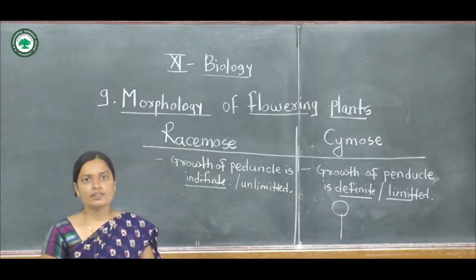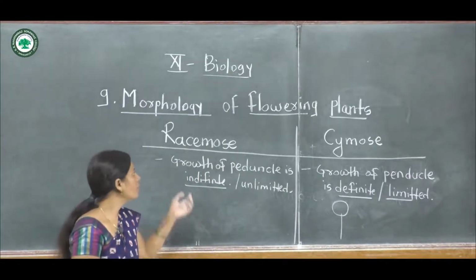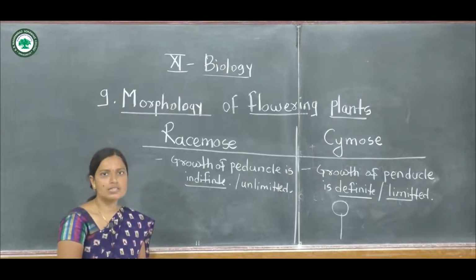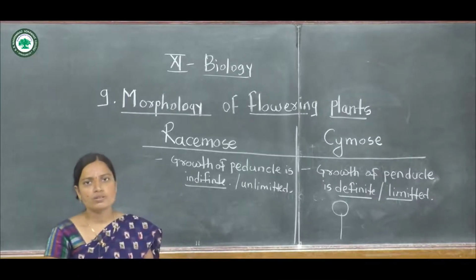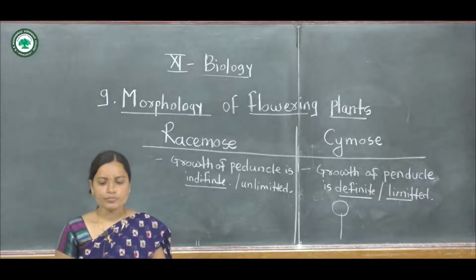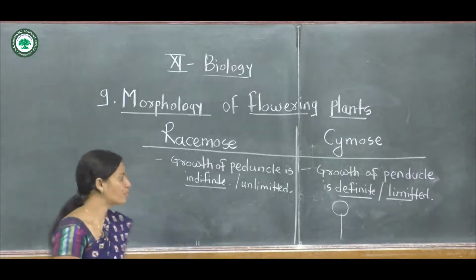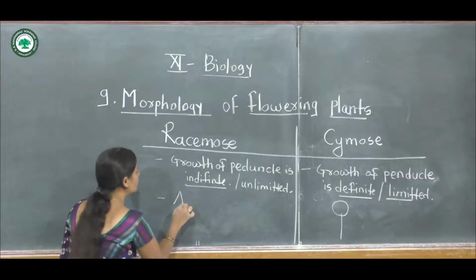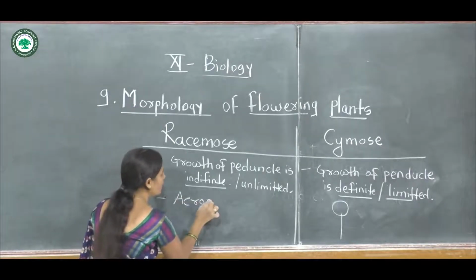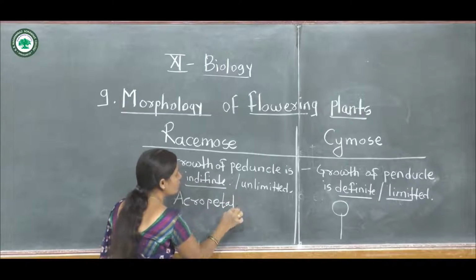The next difference is that in the racemose inflorescence, the arrangement of flowers is in acropetal succession.